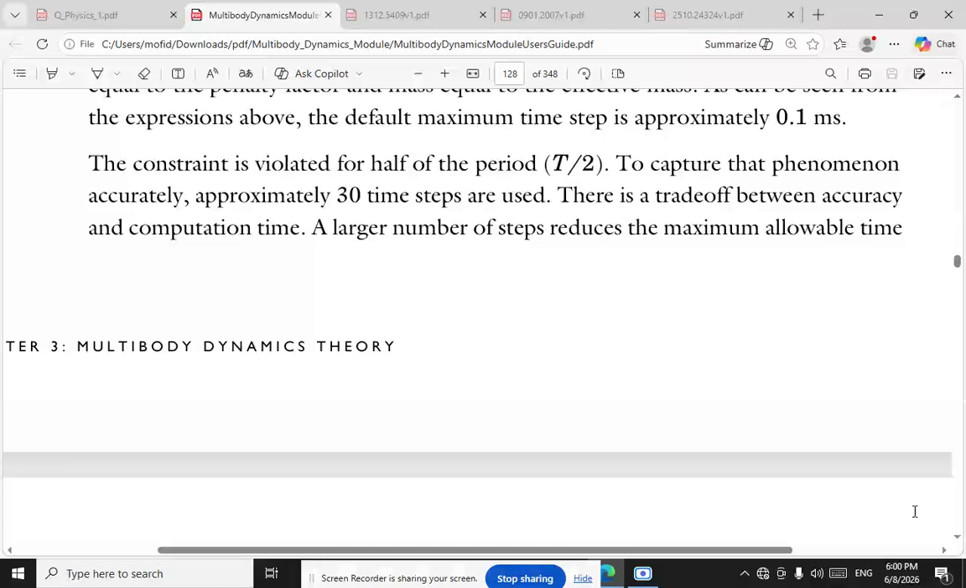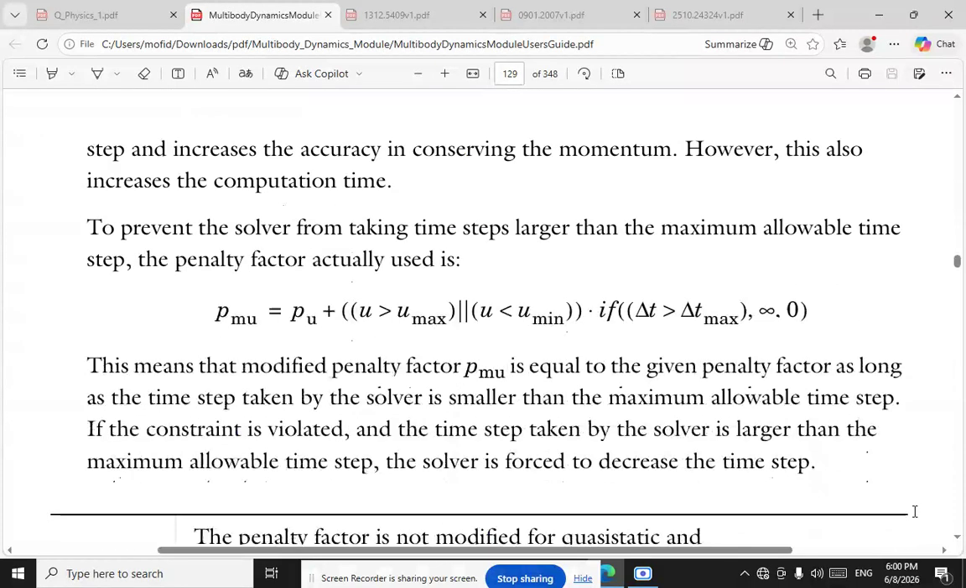The constraint is violated for half of the period, T divided by 2, so to capture the phenomena accurately, approximately 32 time steps are used. There is a trade-off between accuracy and computation time. A larger number of steps reduces the maximum allowable time step and increases the accuracy in conserving the momentum. However, it also increases the computation time, to prevent the solver from taking time steps larger than the maximum allowable time step. The penalty factor actually used is Pu is equal to Pu plus, if U is greater than U maximum, and U is less than U minimum, multiplied by, if delta t is greater than delta t maximum, infinity, and otherwise 0.